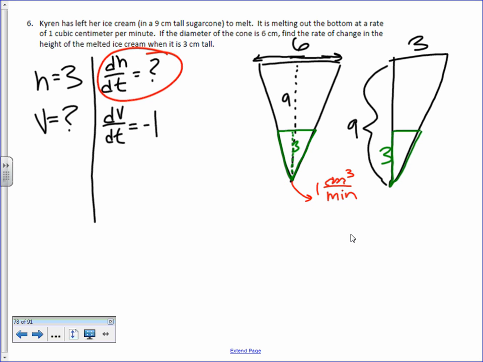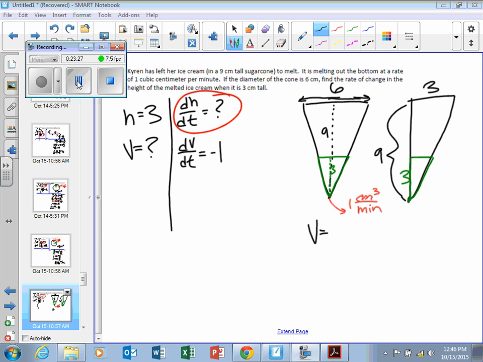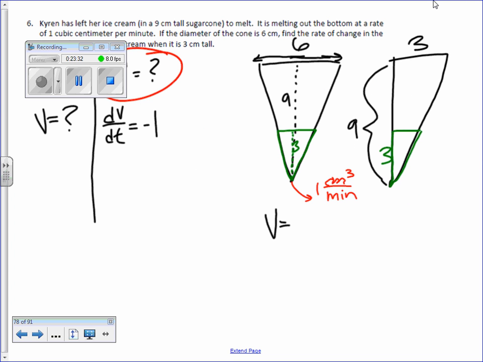What equation are we going to use here? Well, we've got dV dt, we want dH dt, so let's go ahead and use volume. Volume equals. Now, volume of a cone. I'm actually going to have to pause this real quick and go find the volume of a cone formula because I don't know it off the top of my head. All right, a quick Google search helped me out, and the volume of a cone is 1/3 pi r squared h. Okay, I believe that's even one that's on your sheet.